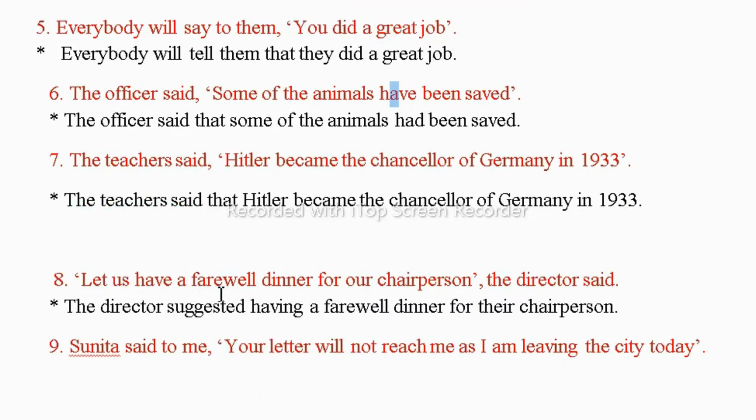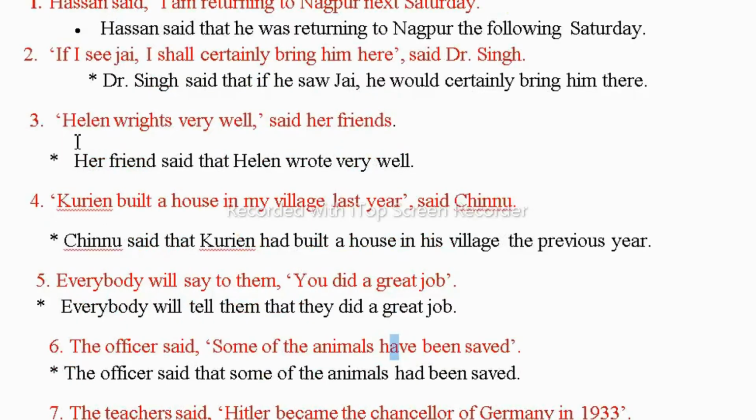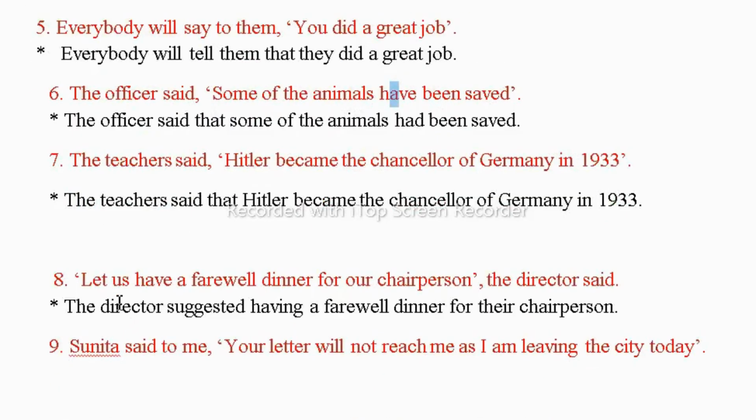Next one, "Let us have a farewell dinner for our chairperson," the director said. Now here this is not a declarative sentence. From first to seventh we got declarative sentences, but this one is an imperative sentence. Here someone is giving a suggestion, so you cannot write somebody said. Here you are writing the teacher said, but here the director suggested. Instead of said, you need to write suggested. The director suggested having a farewell dinner for their chairperson. Instead of our chairperson, their chairperson.